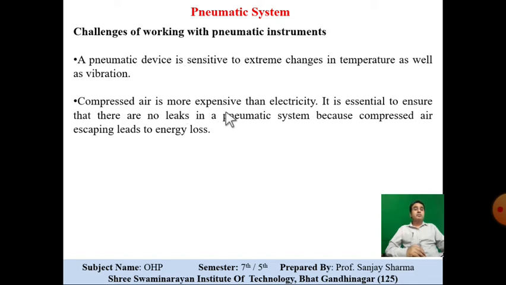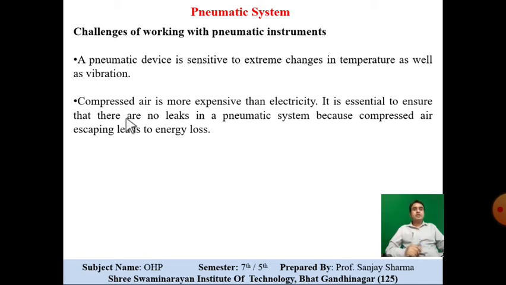Compressed air is more expensive than electricity. This is how, friends, because in order to compress the air and use it, electricity is used. So that is why it is termed that compressed air is more expensive than electricity, because electricity is used first to compress the air and that air is again later on used.